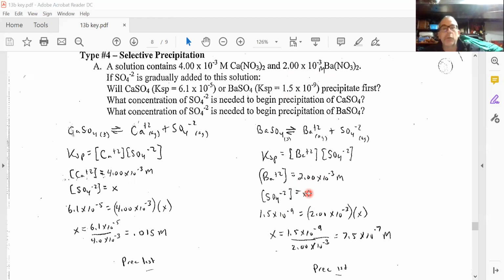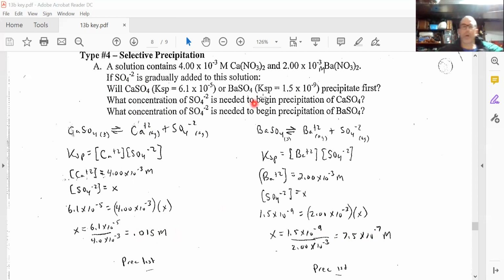Again, it's like a type 2b common ion effect problem, where we know the KSP, 1.5 times 10 to the negative ninth, and we know barium is 2 times 10 to the negative third, and we solve for X. We get 7.5 times 10 to the negative 7th, which is much lower than the calcium value. So when my SO4 minus 2 concentration gets up to 7.5 times 10 to the negative 7th, the barium is going to start to precipitate. It's not going to precipitate calcium until we get to 0.015 molar.